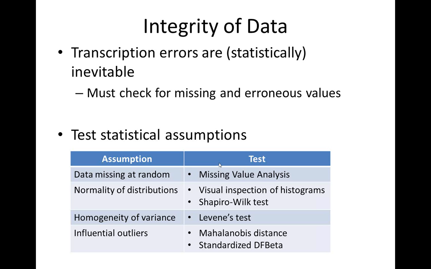But what you're going to have is to analyze the pattern of missing data. You're going to have to check for normality of distributions using visual inspection of histograms and what's called the Shapiro-Wilk test in SPSS. You want to check for homogeneity of variance. If you're comparing multiple groups, that's what you use Levene's test for. And you also want to look at influential outliers. If you're doing a regression-based framework, you look at Mahalanobis distance, and I dare you to say that 3 times fast, and also standardized DFBetas. These are measures of how influential outliers are.